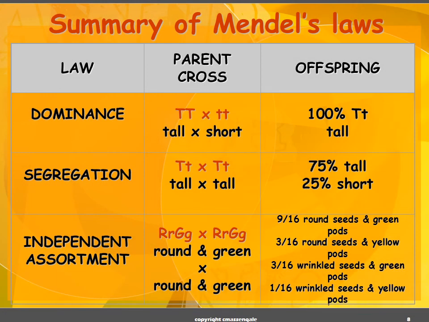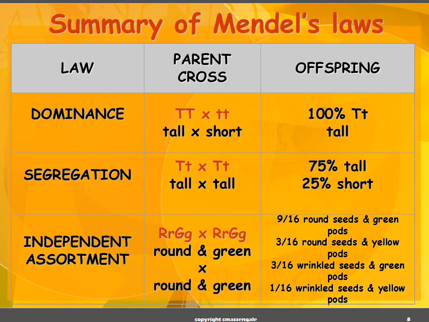So, here is a nice summary of Mendel's laws. This is a very important table for you to use when you are revising. Remember, we have the laws on the left-hand side, so it's the law of dominance, the law of segregation, and the law of independent assortment, best shown by using a dihybrid cross.